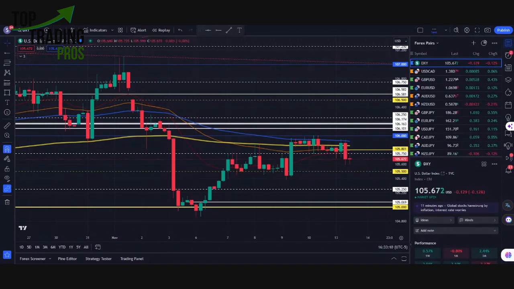If the CPI numbers come in a way that causes a positive response, then we can see this price get some inflation to it. We can see it get some pep in the step. Again, we saw that push up last week, and so we'll see this week what takes place.